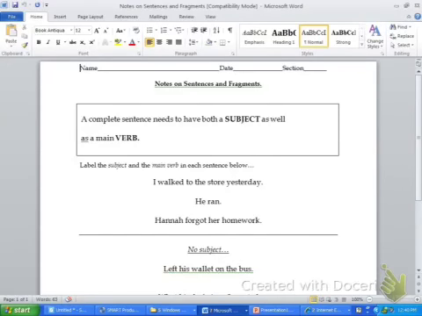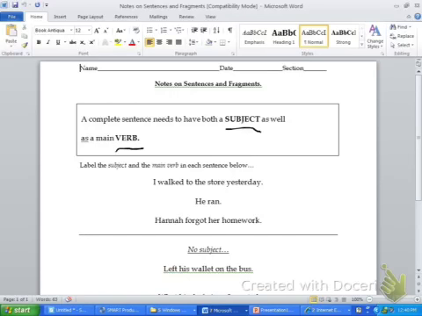So your editing lesson today is going to be about sentences and fragments. And we want to make sure that in our writing we do not have any fragments. A fragment is an incomplete sentence that is lacking a subject and a main verb.